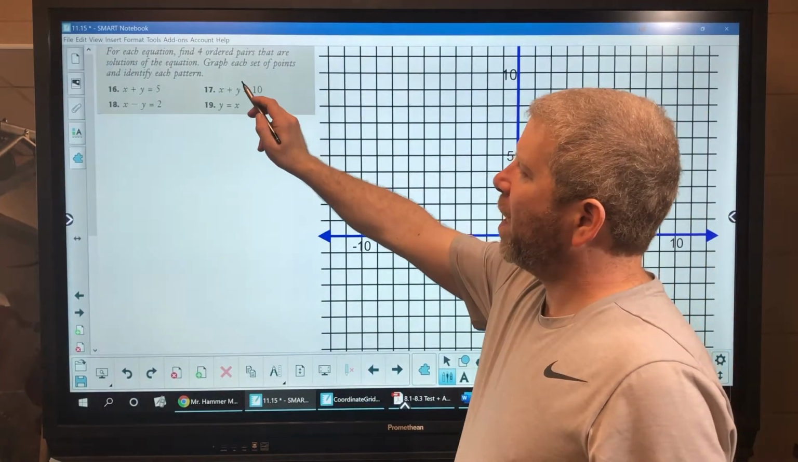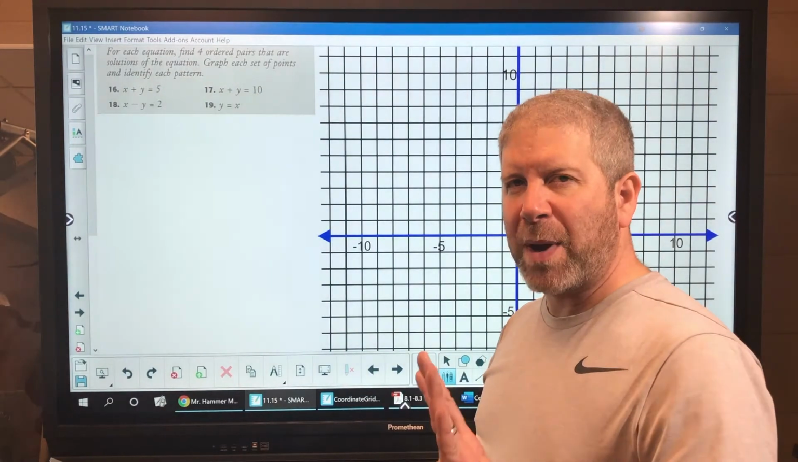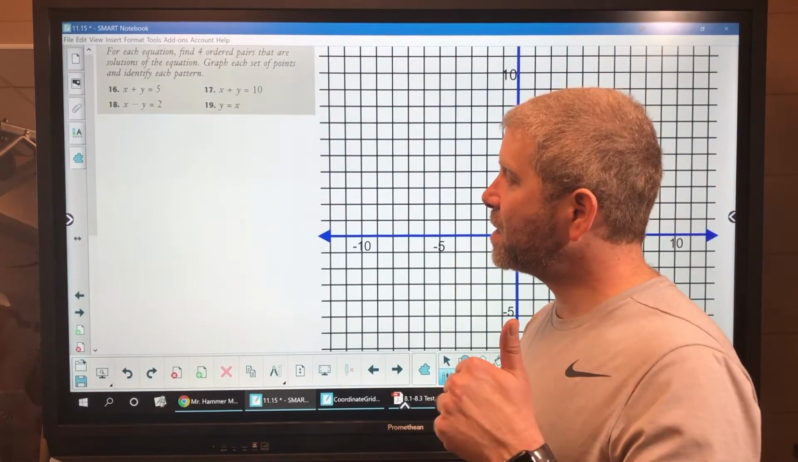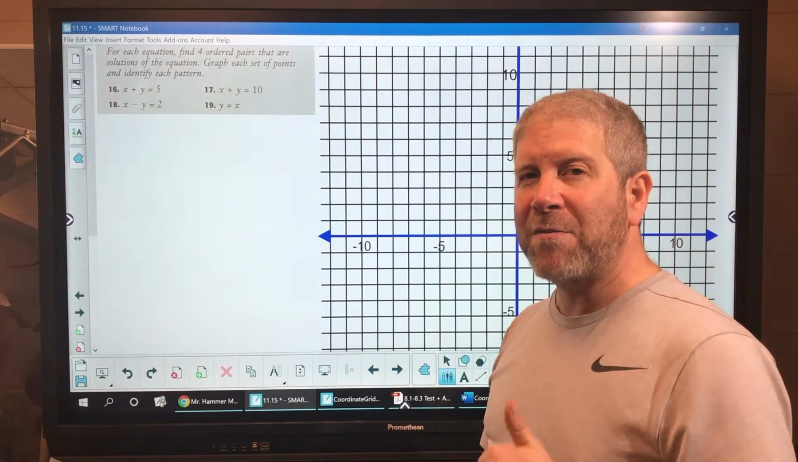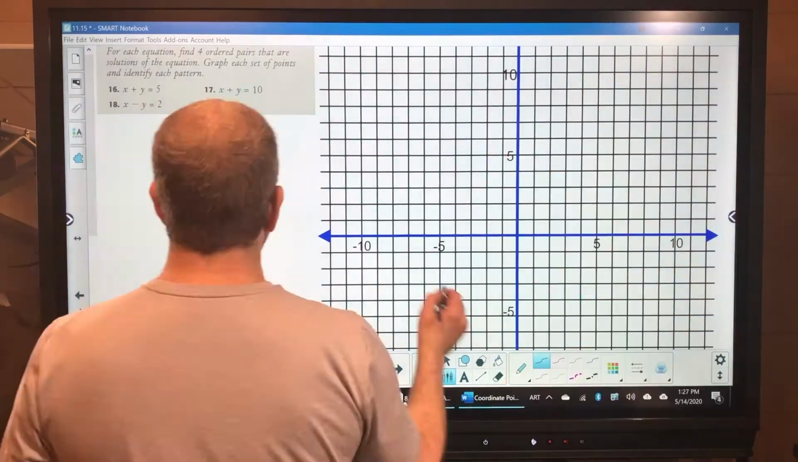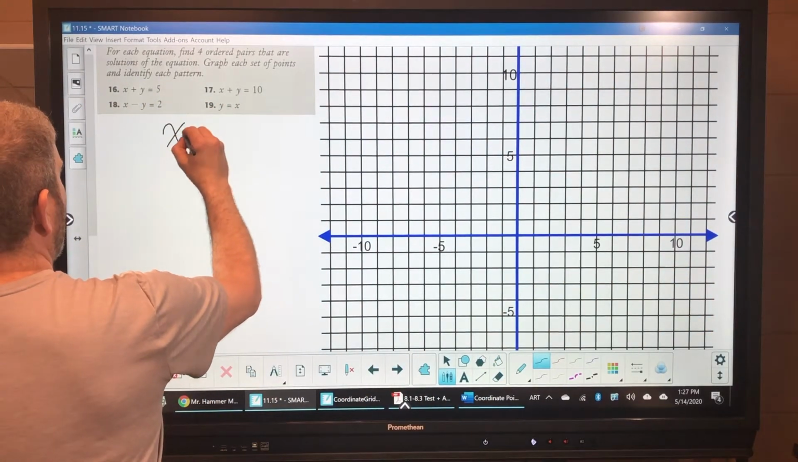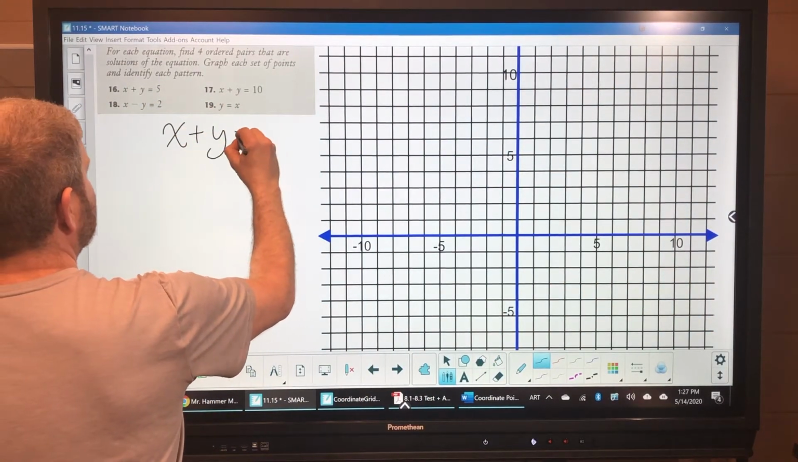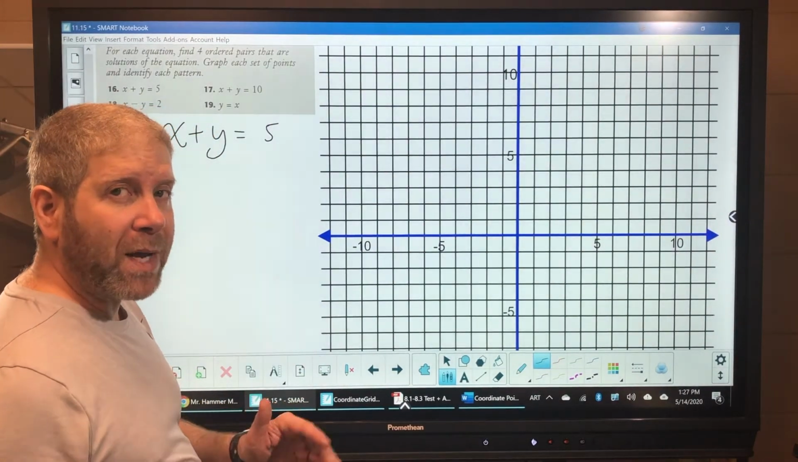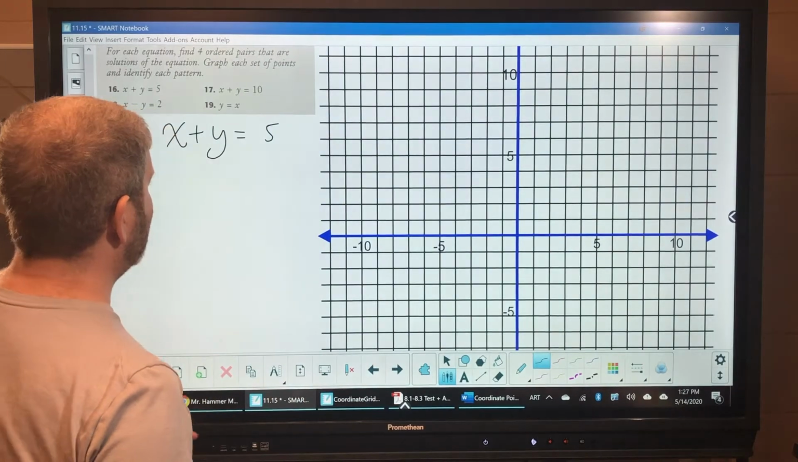Now let's look at question number 16. For each equation, find 4 ordered pairs that are solutions of the equation. That's number 1. Number 2, graph each set of points. And number 3, identify each pattern. For number 16, let's write down our equation. X plus y equals 5. This is telling us that our x and our y coordinate added up together have to equal 5.